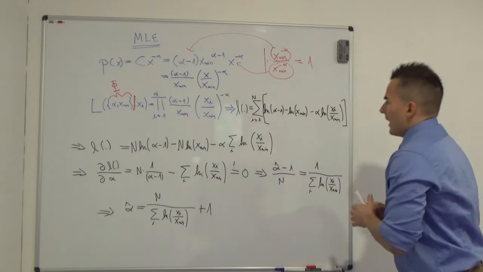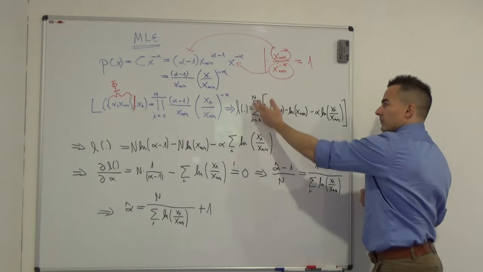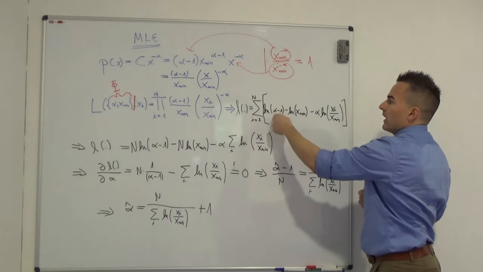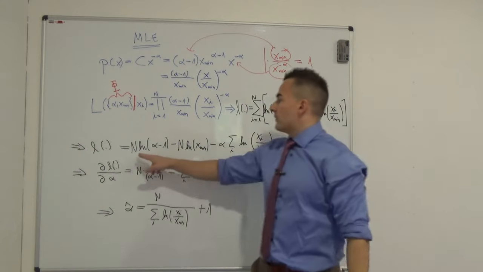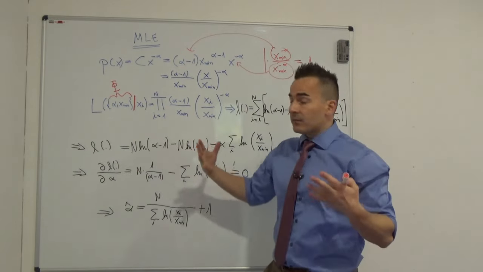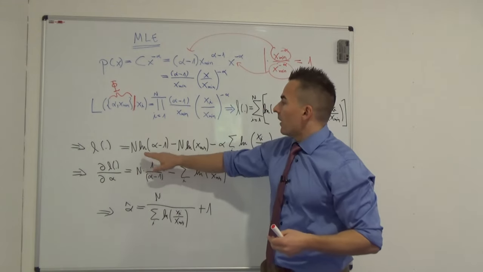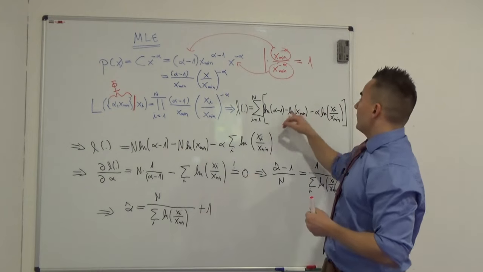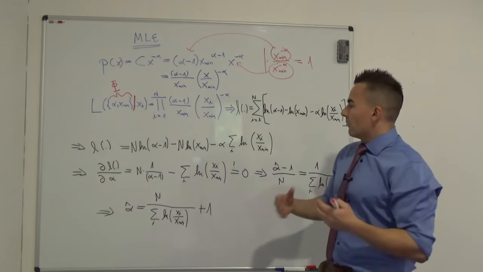So now we know that here we have no index. So the sum from i is 1 to capital N becomes just N times the logarithm of alpha minus 1. Instead of the sum sign, we can change it to just N times the natural logarithm of alpha minus 1. And the same happens here. Here we have no index either, because it's the minimum value of x.